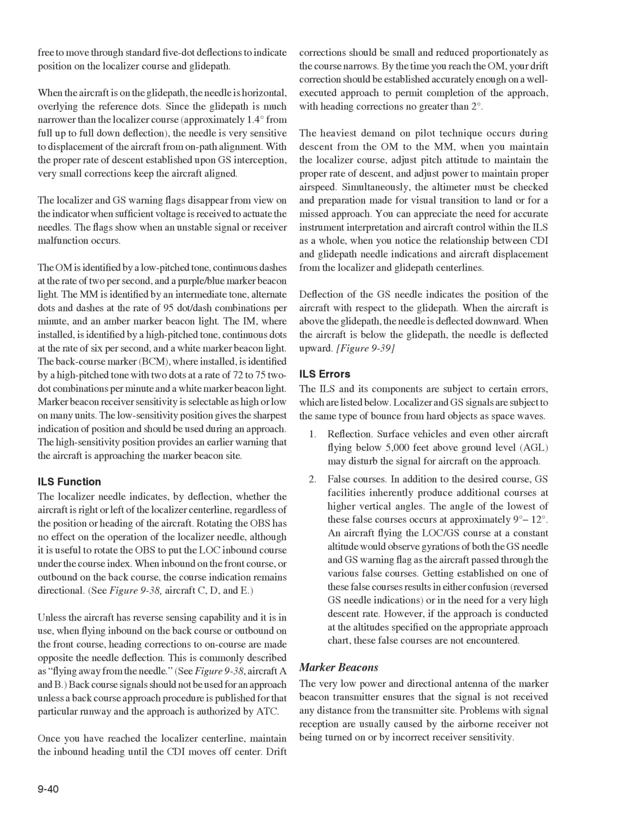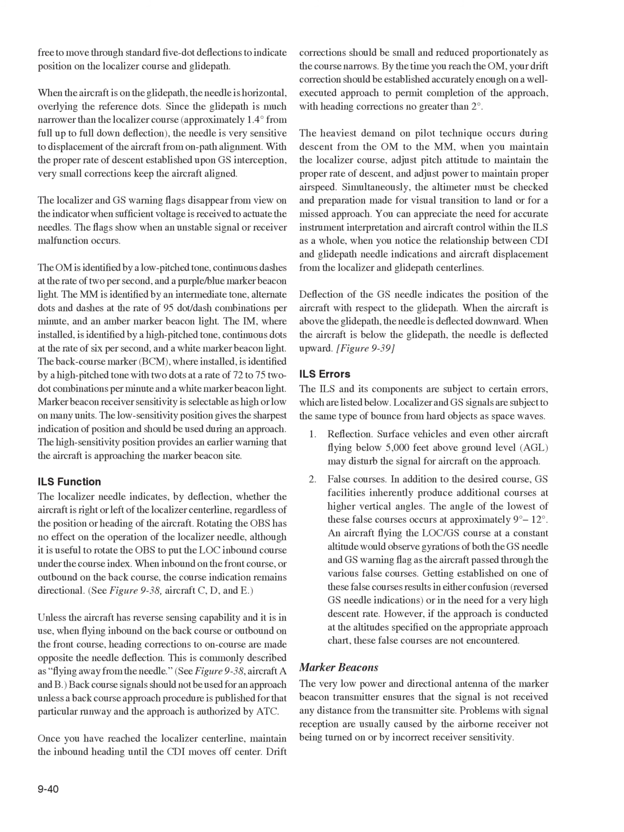2. False courses. In addition to the desired course, glide slope facilities inherently produce additional courses at higher vertical angles. The angle of the lowest of these false courses occurs at approximately 9 degrees, 12 degrees. An aircraft flying the LOC/glide slope course at a constant altitude would observe gyrations of both the glide slope needle and glide slope warning flag as the aircraft passed through the various false courses.